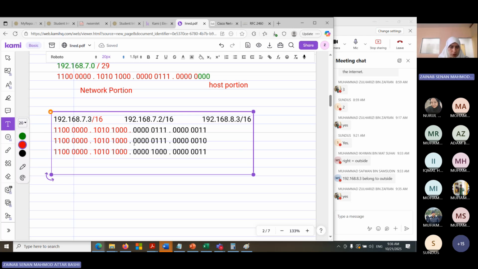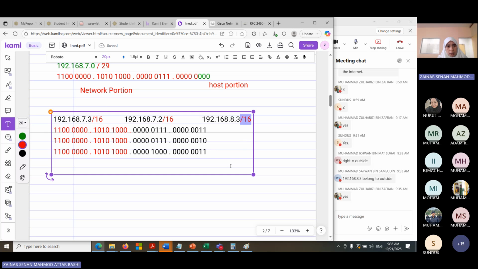Are they in the same network or a different network? Same network, right? Why the same network? Because the network portion is the same. So that's why we need the subnet mask. When you write IPv4 or IPv6, you have to put the subnet mask to see where we are going.